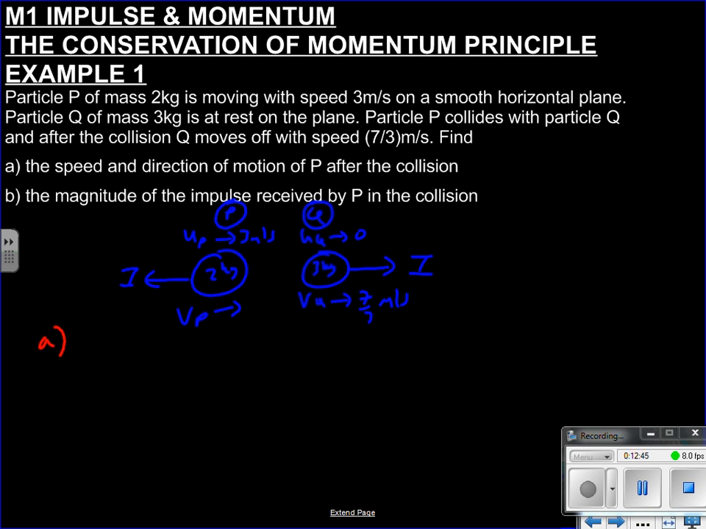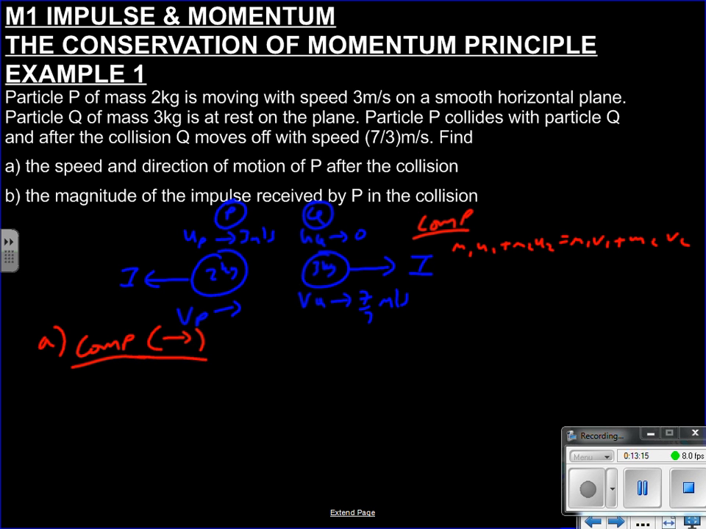So part A, find the speed and direction of P after the collision. So I'm going to have to use COM, aren't I? And that COM formula, which you must remember, is m1u1 plus m2u2 equals m1v1 plus m2v2. You're going to be using this in M2 all the time as well, by the way. So I'm going to take a positive direction to the right. I could do it to the left, but most things are going to the right.